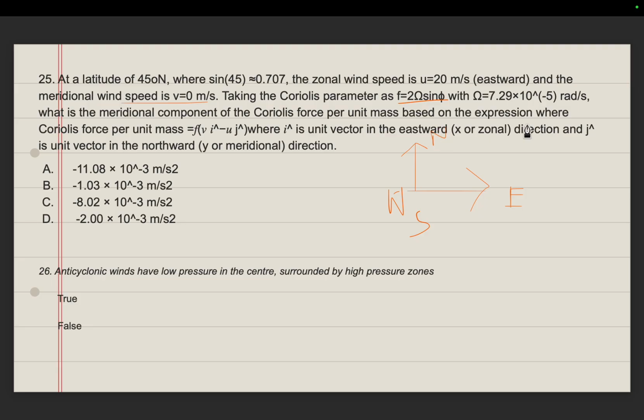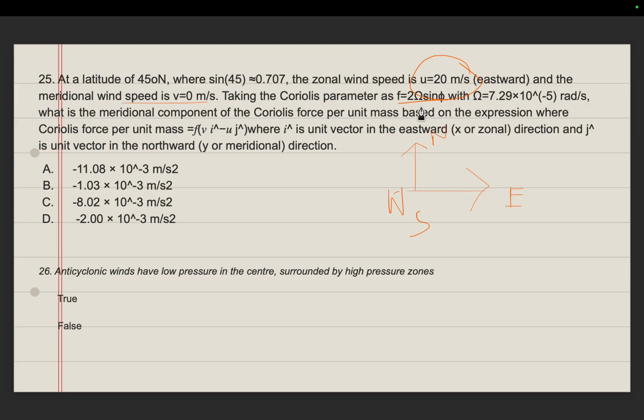At the latitude of 45 degrees north, where sin 45 has been given, the zonal wind speed is 20 m/s in the eastward direction, and the south to north, meridional, speed v is given as 0 m/s. So the net velocity is towards the direction west to east.